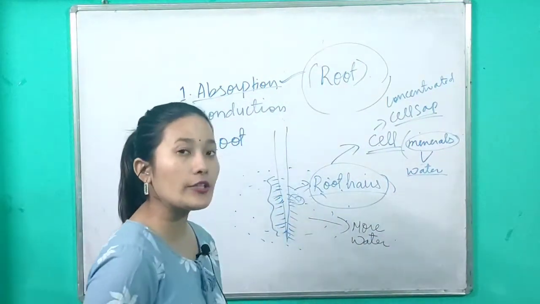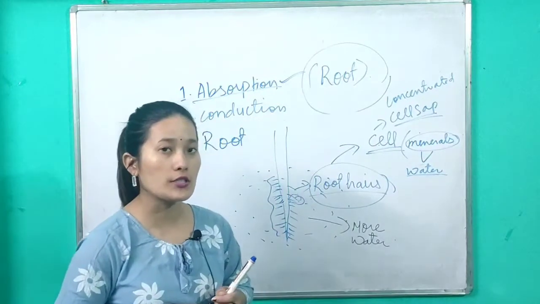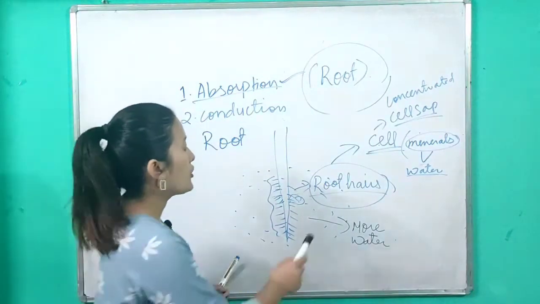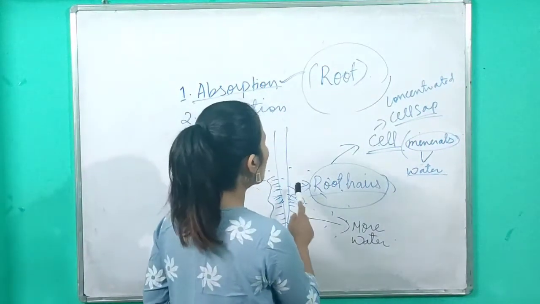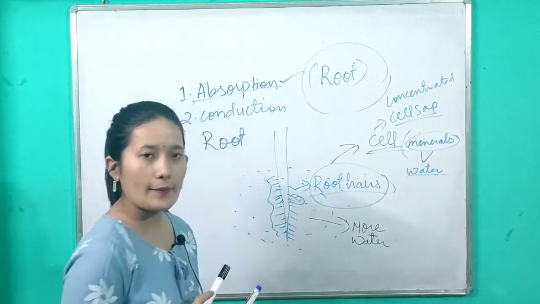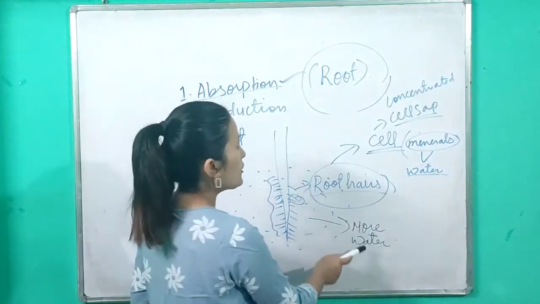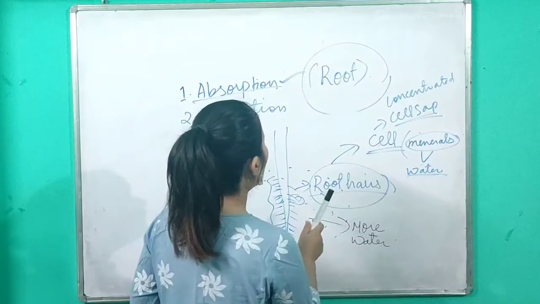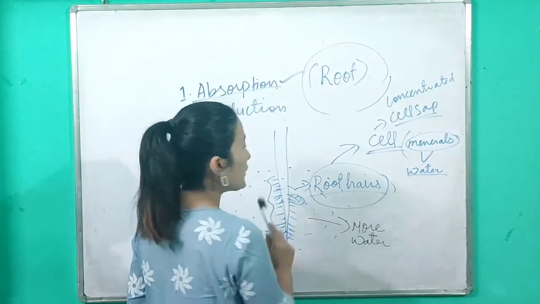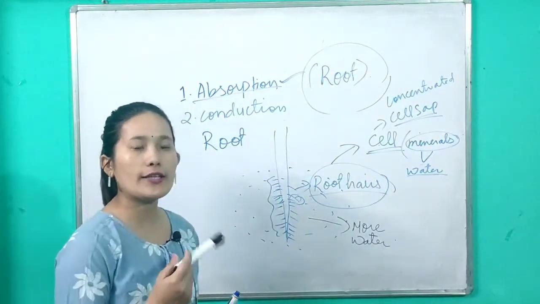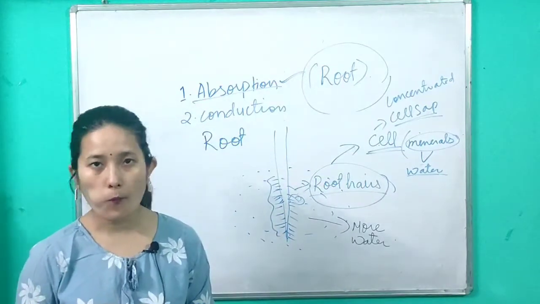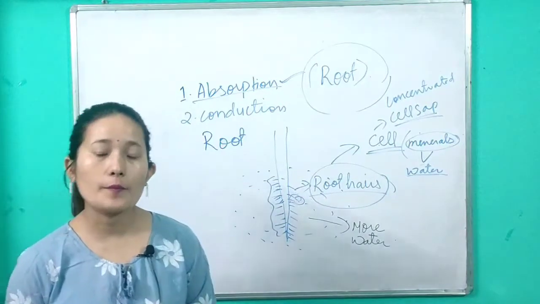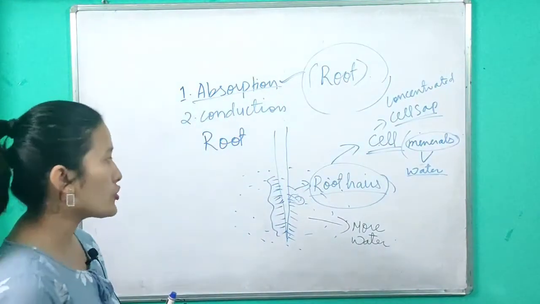So what did I tell you? What happens in osmosis? Water moves from the region of higher concentration, that means the region where the amount of water is more, towards the region where it is less. So your water, without spending any energy, is transported from the soil towards the root hair, and from the root hair the xylem then takes up its work. Is that clear? That's how water is absorbed maximally by the process of osmosis.